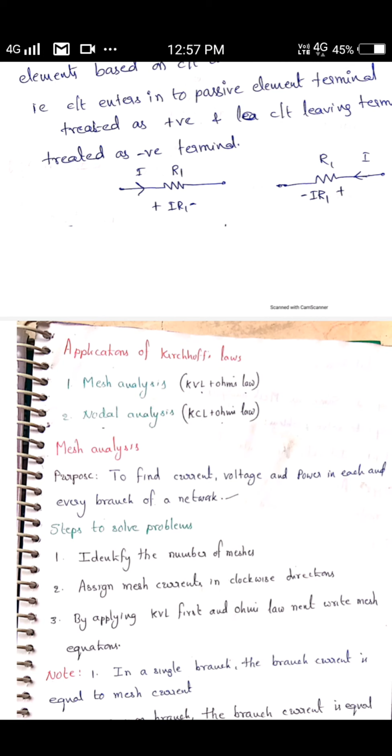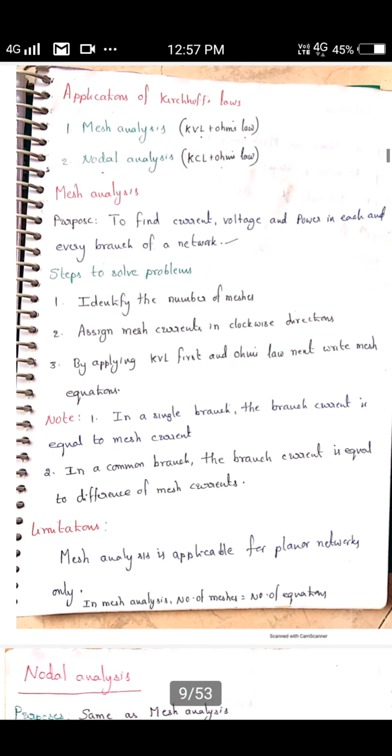Next, applications of Kirchhoff's laws. While solving networks, we use some methods and techniques. These two techniques are called universal techniques, applicable for all lumped circuits. Those are mesh analysis and nodal analysis. In mesh analysis, we apply KVL plus Ohm's law. In nodal analysis, we apply KCL plus Ohm's law. The main advantage of these two methods is to know each and every branch voltage, current and power for any lumped network.